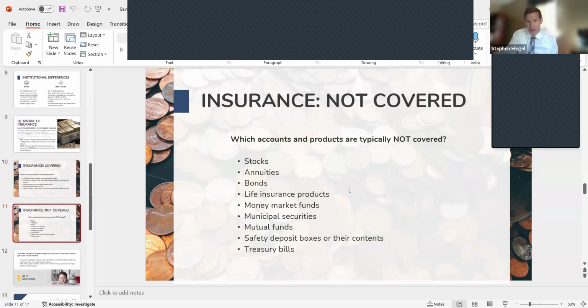Insurance, which is not covered. Which accounts and products are typically not covered? Stocks, annuities, bonds, life insurance products, money market funds, municipal securities, mutual funds, safety deposit boxes with their contents, and treasury bills.